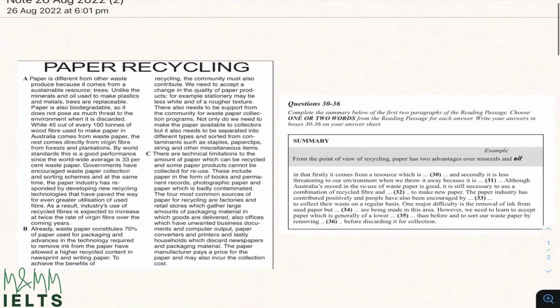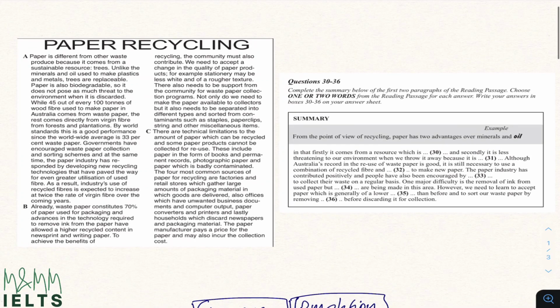So let's say this is the question that I have over here. As you can see, I've got A, B, and C, 3 paragraphs. The topic is about paper recycling. Now, let's read out the question here. The question says, complete the summary below of the first 2 paragraphs of the reading passage.